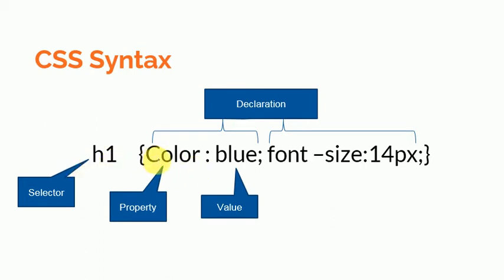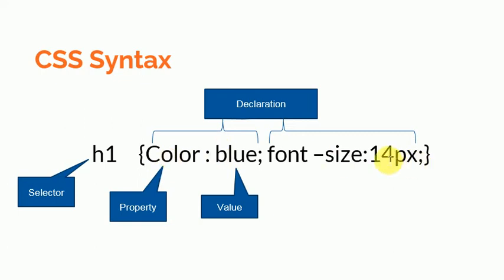Now these are the properties, which define how the elements with descriptive styles should look on the web page. So that's the property, like color, font size. This is your property. And what's the value? It means I want to set the color as blue. Whenever I use the h1 tag, the color is blue. So this is the value of the property color.